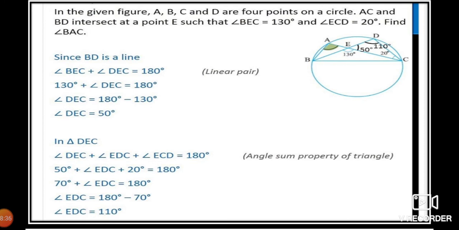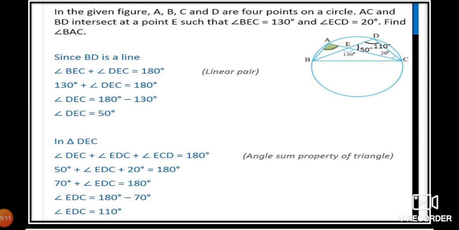Okay, so now will you understand where is the BEC angle? BEC angle, that is 130 degrees. Angle DEC, write as it is, 180 degrees. Angle DEC equals 180 degrees minus 130 degrees. Okay, angle DEC equals 180 degrees minus 130 degrees, how much? 50 degrees only.